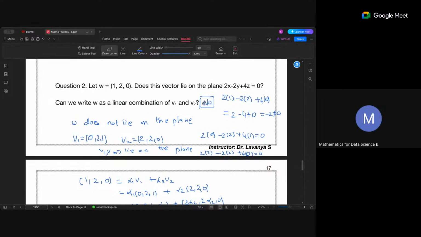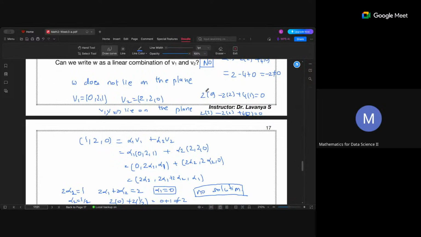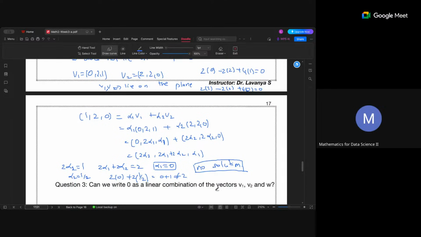So, what have we done here? We have taken one point which is not in the plane and 2 points which are lying on the plane. So, the point which is not on the plane cannot be expressed as a linear combination of these two vectors which are on the plane. This is an important observation. How did we get this observation? Is this part clear for everyone?